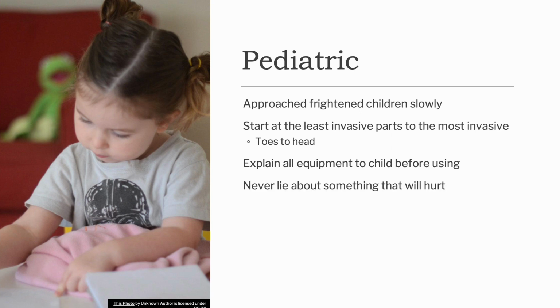Don't lie. So if you're going to check a blood sugar, it's going to hurt. Don't tell them it's not. Make sure they know it's going to hurt so that they don't see you as someone who's lying. And then try to do privacy, if at all possible. If they want to be away from their parents or their caretaker, try to respect that.